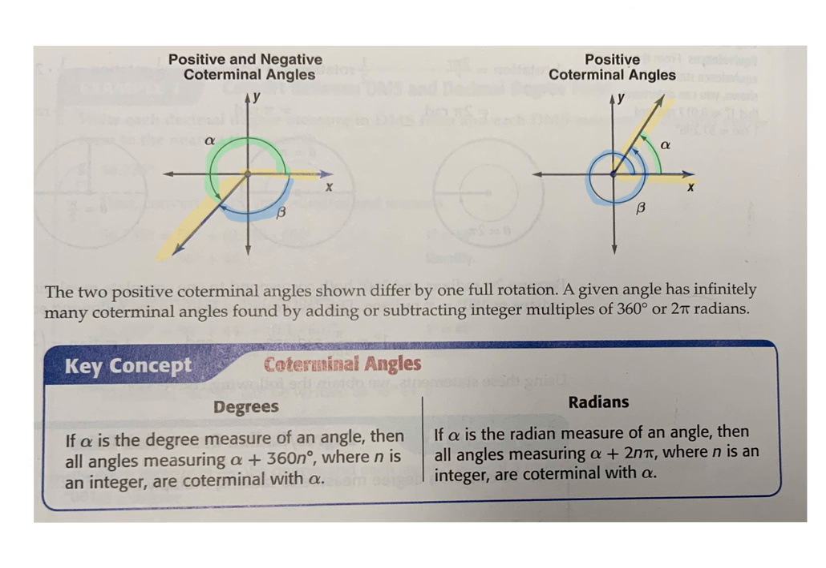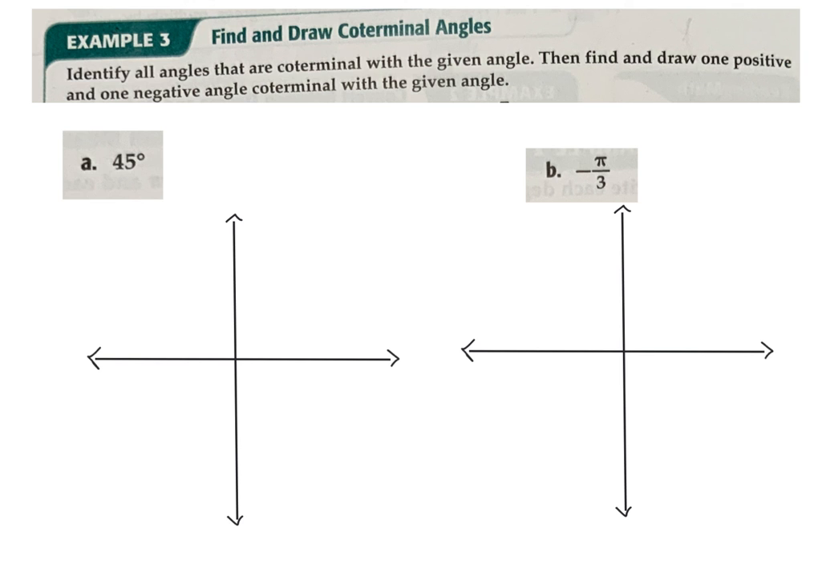For radians, you would add 2 pi, or you could subtract 2 pi, and you would end up with an angle that has a different measure but ends at the same point and starts at the same point. All right? And so that's what coterminal angles are. So if I wanted to identify all angles that are coterminal, I'm not going to make you do all of them. It's just times 360 or whatever. But I will make you find a positive and a negative. So if I wanted to find a positive and negative coterminal angle to 45 degrees, I would take 45 degrees and I would add 360.